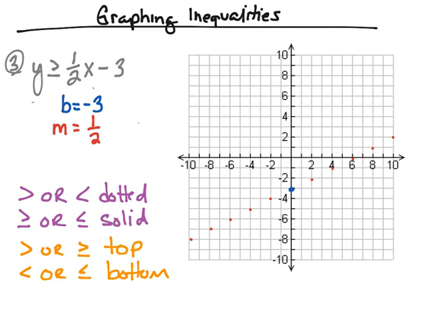Next thing I've got to do is decide what type of line I'm going to use to connect these dots. You'll notice the inequality symbol we have here is greater than or equal to. Key thing here is if you see that equal sign, we're going to use a solid line. So that's what I'll be using here, a solid line, and that's because of the equal sign.